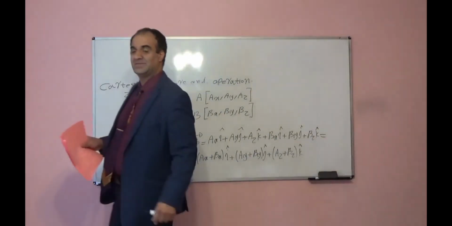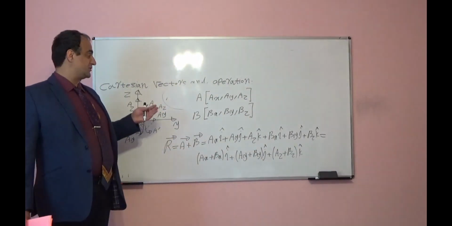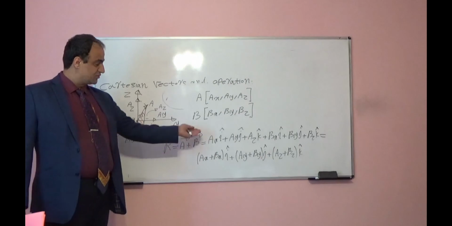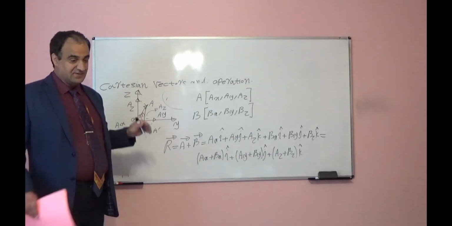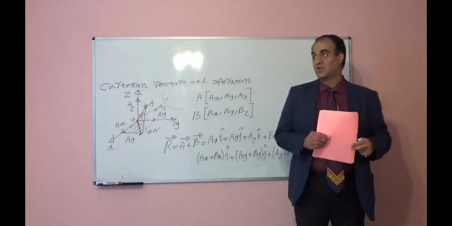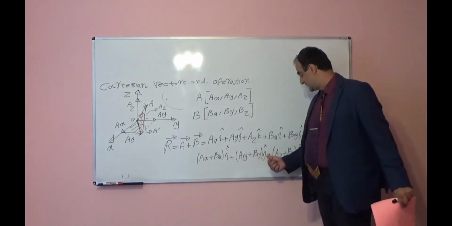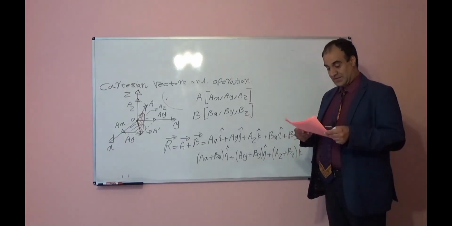So how will we add two vectors or three vectors or n vectors in Cartesian vector form? You see, it is very simple. We will represent each vector in Cartesian vector form. Then we will add the i component, j component and k component together.